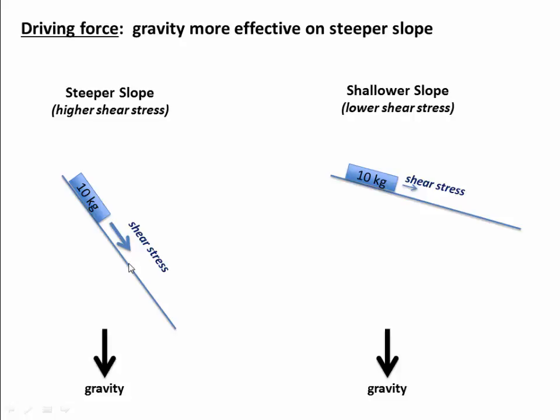And we quantify that proportion of gravitational stress that's parallel to the slope. There's actually a name for that, and it's called the shear stress. The take-home message here is that as slopes get steeper, shear stress gets bigger, and the driving forces become more intense.